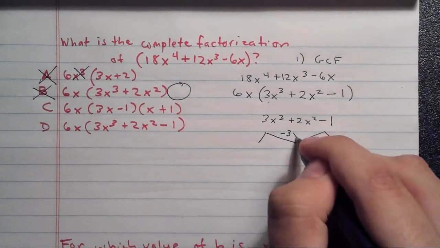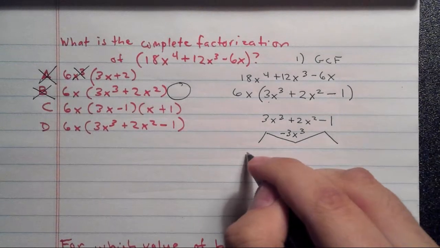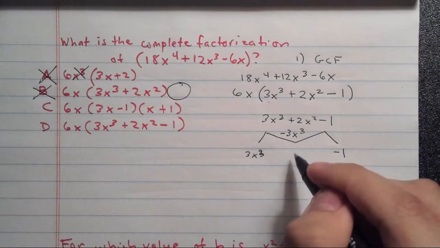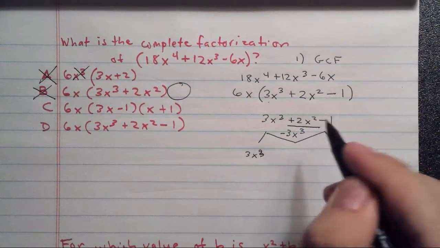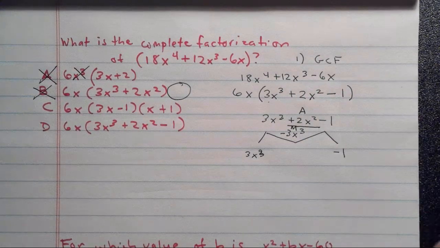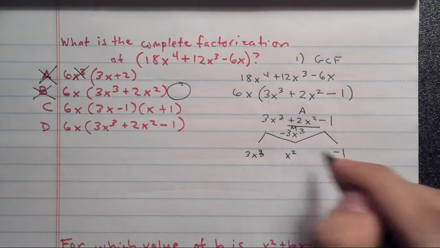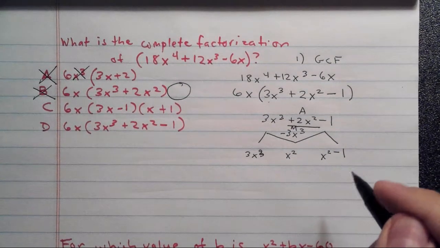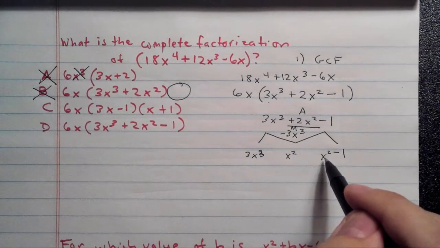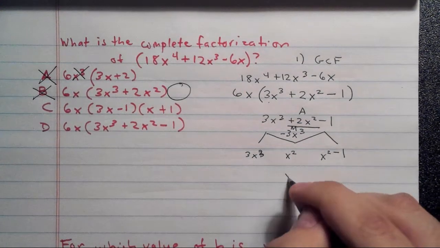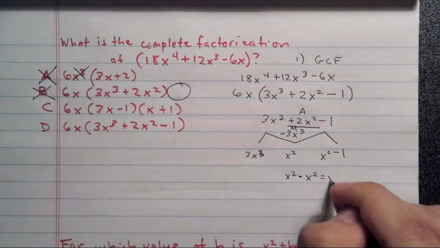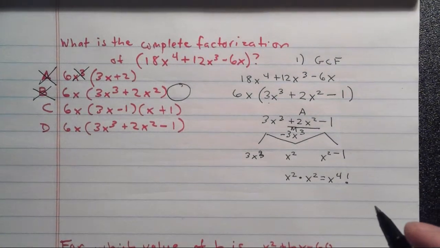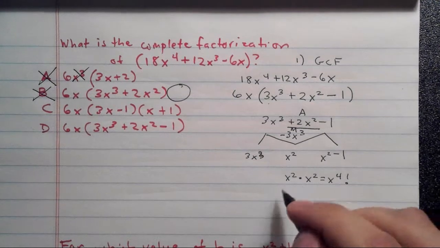Well, if I did this, I would need factors of negative 3x cubed that add up to 2x squared. Now let's think about this before we get too deep into this problem. If it has to add up to 2x squared and multiply to negative 3x cubed, that would mean I need x squared terms. They'd have to both be x squared in order to add to 2x squared. Well, what's the problem? If I multiply 2 terms with x squareds together, I don't get x cubed. X squared times x squared is x to the 4th, not x to the 3rd. Which means this cannot be factored because the variables don't work.